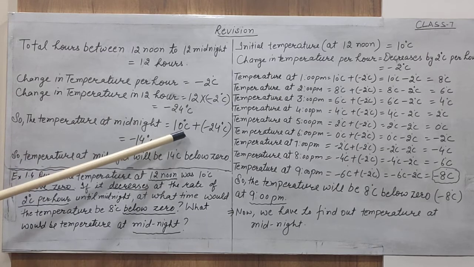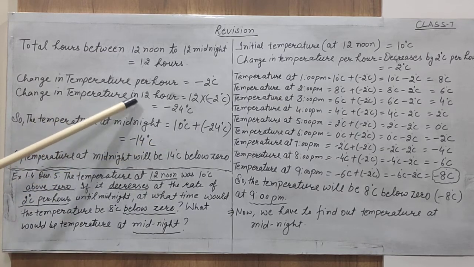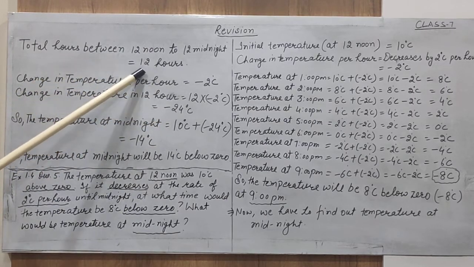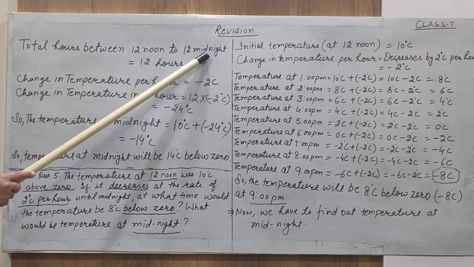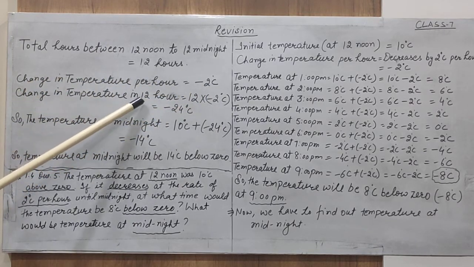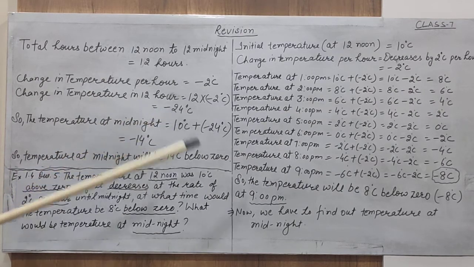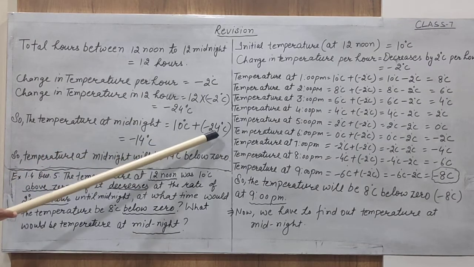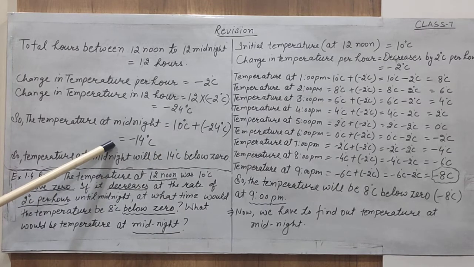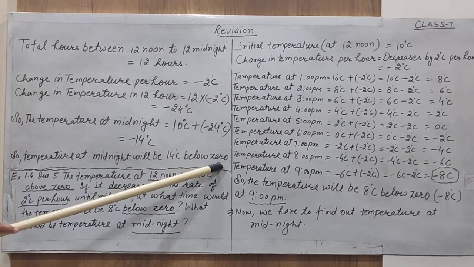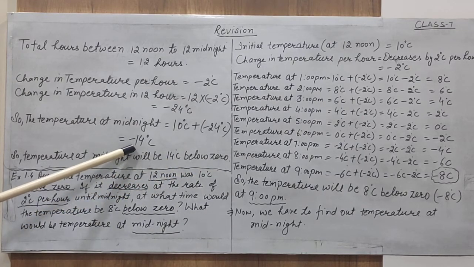Because starting temperature is 10 degree Celsius and after 12 hours, how much decrease? That is minus 24, because we have 12 hours between 12 noon to 12 midnight, and after every hour the decrease is minus 2. So total decrease for the 12 hours is 24, that is minus 24. And the temperature is found by initial plus decrease, that is total is minus 14 degree Celsius. Or we can write temperature at midnight will be 14 degree Celsius below 0.